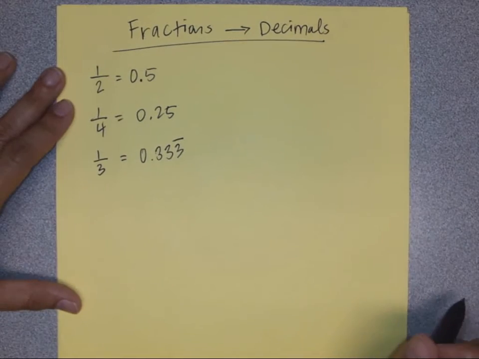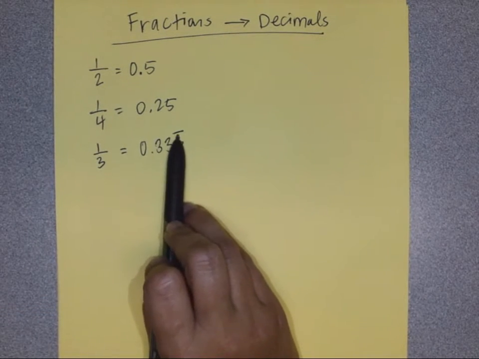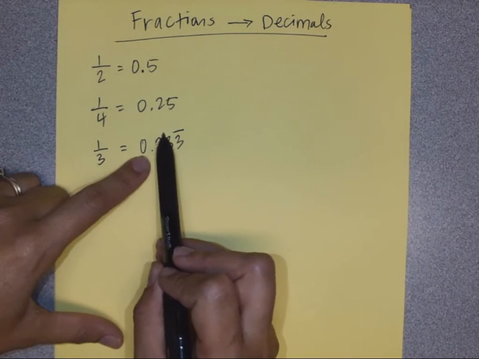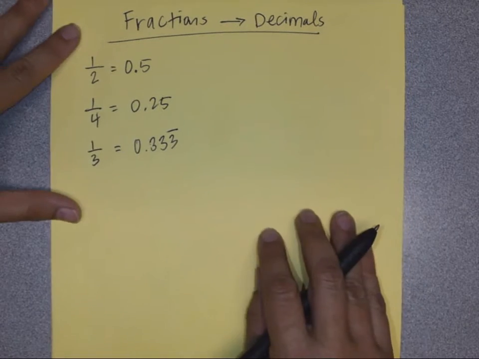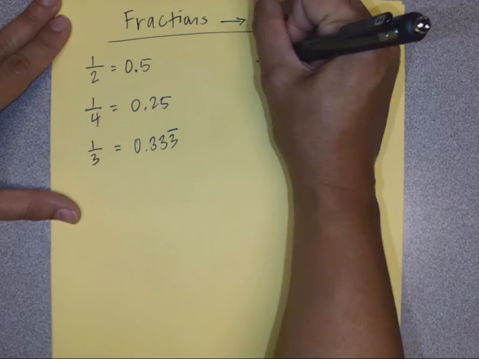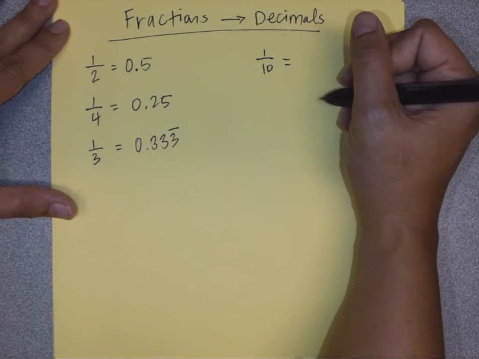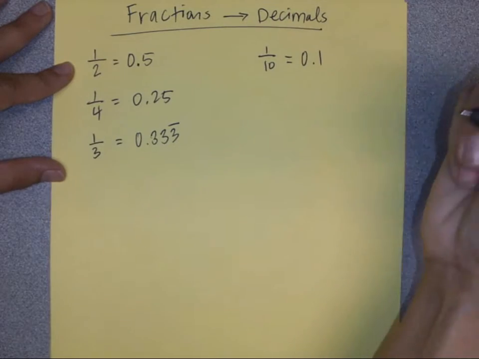0.3333 repeating. Just a reminder, the way we write a repeating decimal is by putting a line over the thing that repeats. So in this case, I could have just written 1/3 with a repeating sign over it. It doesn't really matter in this case. Another one that's pretty common is 1/10, and that one's pretty easy because the decimal is said the exact same way as the fraction, 1/10, which is 0.1.